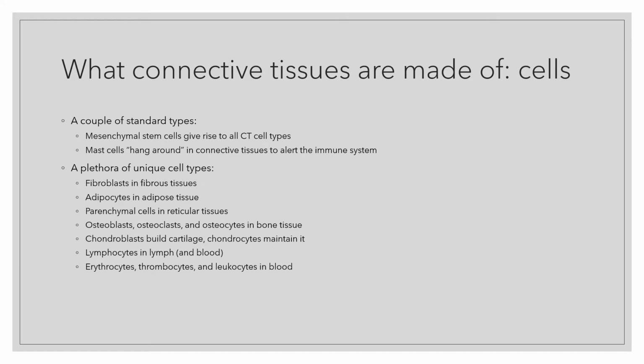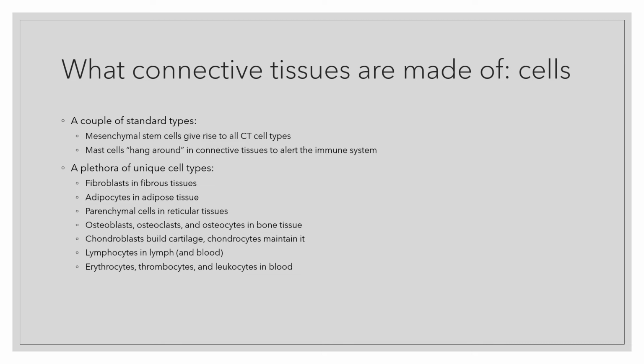Osteoblasts, osteoclasts, and osteocytes exist in bone tissue. You see the common root osteo there. Blasts build, clasts take apart, and osteocytes maintain. And you'll find all three types in and around any healthy bone.